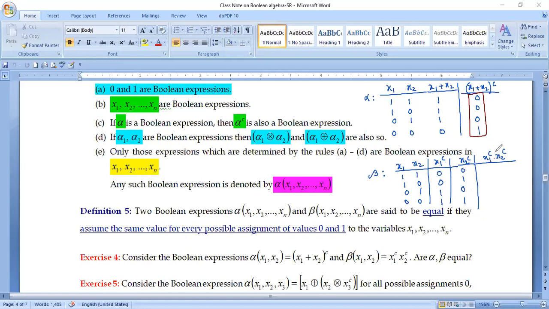And then you multiply x1 complement by x2 complement. By the multiplication table of the two element set, 0 into 0 becomes 0, 0 into 1 becomes 0, 1 into 0 becomes 0, and 1 into 1 becomes 1. Now you just highlight them, and you see that this and this have the same representation. And therefore, by definition 5, this Boolean expression and this Boolean expression are equal.